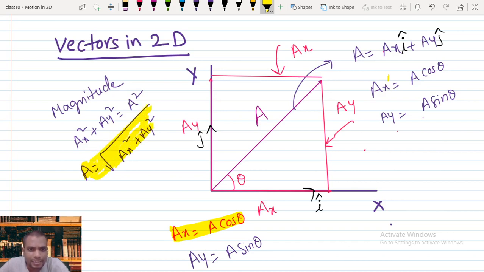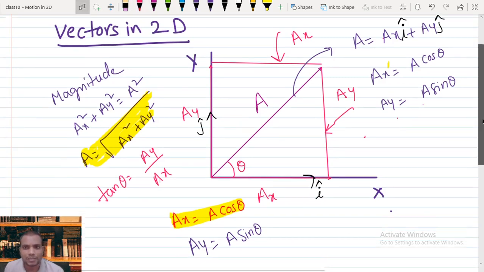And what about the direction? We get the direction by using tan theta. Tan theta equals AY upon AX. This tan theta gives the direction of the vector, in which direction it is pointing. So this is the new knowledge we got from vectors in two dimensions.